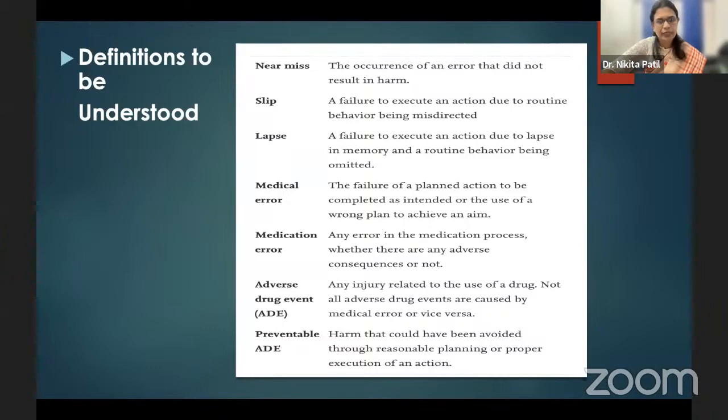Medication error: an error in the medication process, whether there are adverse consequences or not. This is what we are learning. Now, what is an adverse drug event? Here, my dose is perfect. My drug is perfect. What went wrong is the sensitivity of the patient. So he reacted otherwise. For the same dose, my other patient will not have any reaction, but this patient has a sensitivity and will develop a rash. Then a preventable adverse drug event is harm that could have been avoided through reasonable planning. If I know the patient is allergic, if I take a good history, I come to know he is allergic to this and then avoid giving it. So, preventable adverse drug events.